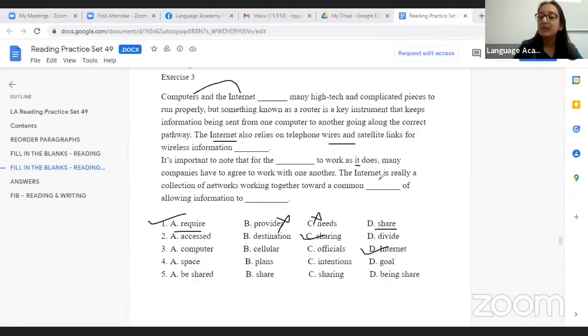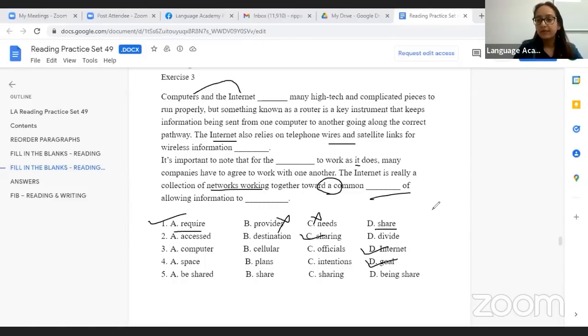They are further explaining, why are they saying this? The internet is really a collection of networks working together toward a common dash. So with it has to be a singular noun, and looking at the options, we have goal. We cannot say working toward a common space. No, the networks are working for a common goal. And what is that goal? The goal of allowing information to dash.